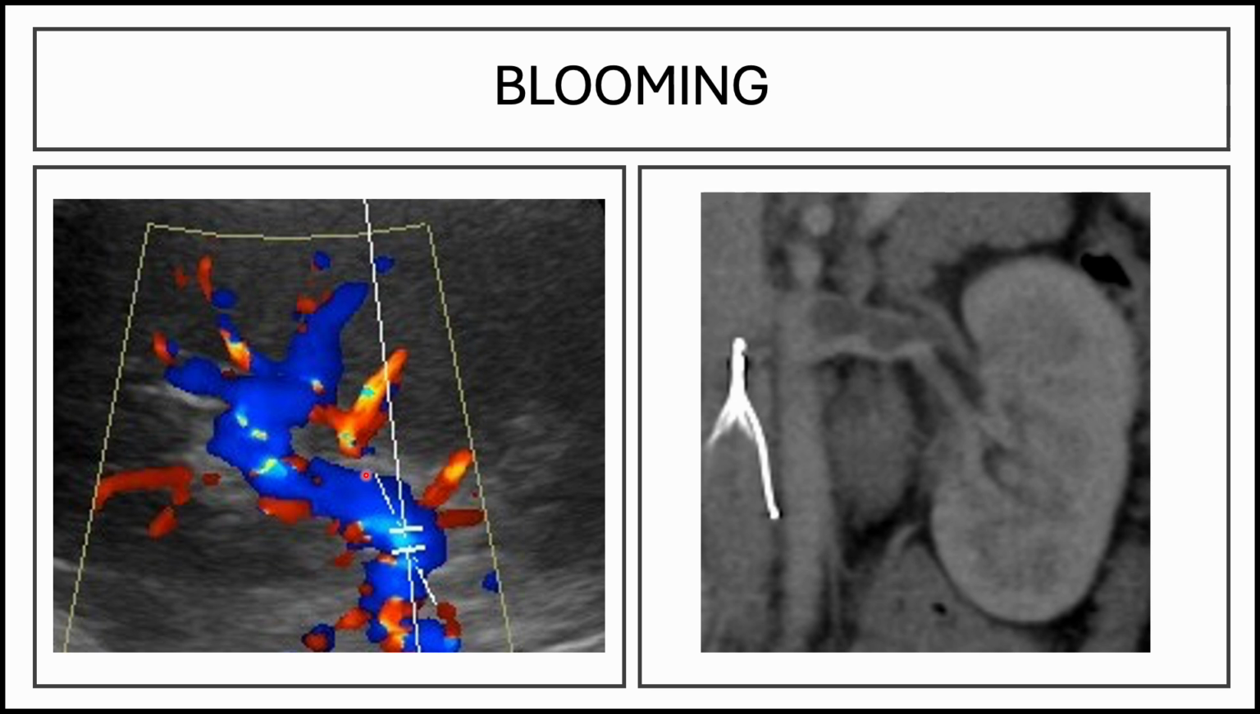So blooming artifact is really important to note. It's one of the limitations of color Doppler imaging to assess whether there's thrombus within the vessel. Ways that we can reduce it are lowering the color gain, optimizing the pulse repetition frequency, using appropriate wall filter settings, and then zooming in or using a higher frequency probe for a better resolution.